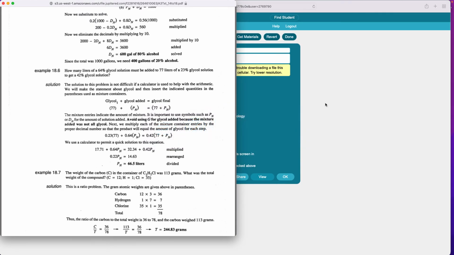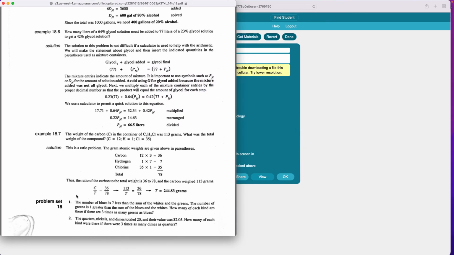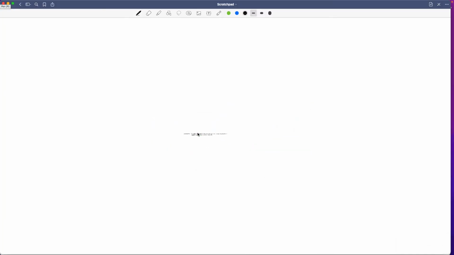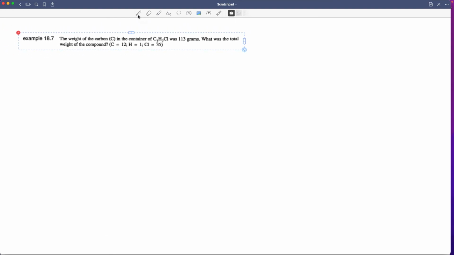So we can clear this page. And I'm going to pull up the final, because here's our problem set starting. This is the final problem, 18.7. This is one of those. I like these. These are kind of fun. It's just a component chart. So the weight of the carbon in the container of whatever this is was 113 grams. What was the total weight of the compound? And then it tells us that C is equal to 12, H is equal to 1, and Cl is 35.